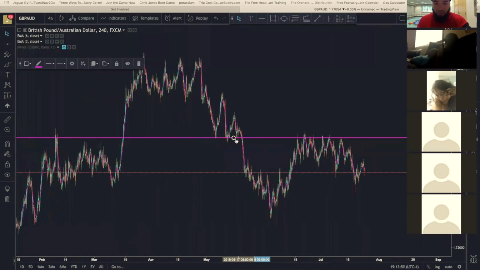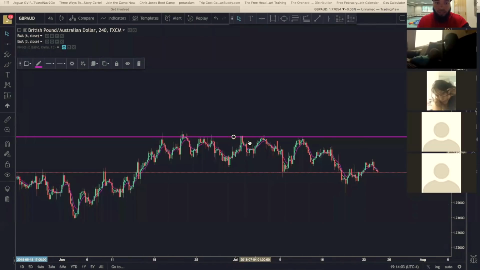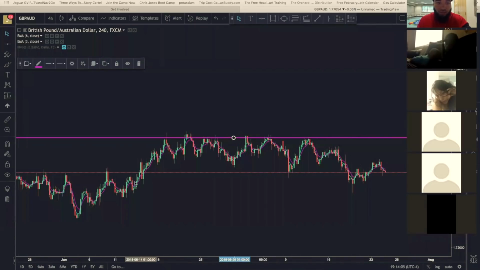So why did I put this line here? Because look how many times price, or these candles, have hit this level. Look how many times. 1, 2, 3, 4, 5, 6, right? So that's a strong level to pay attention to.